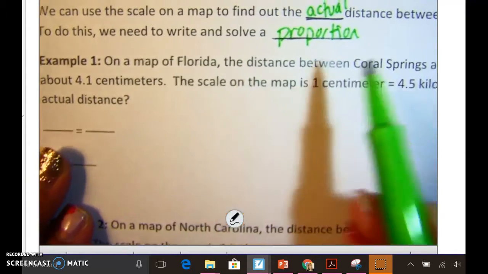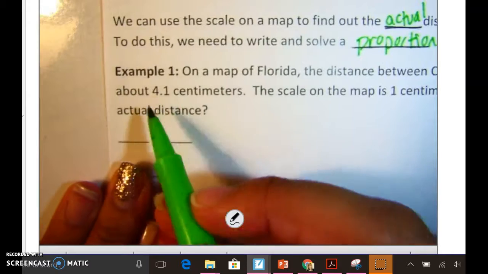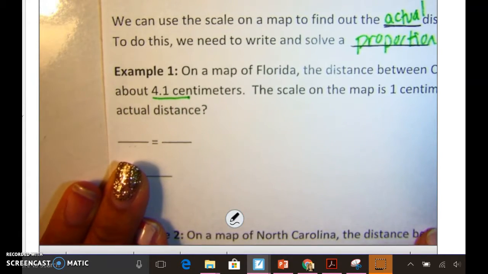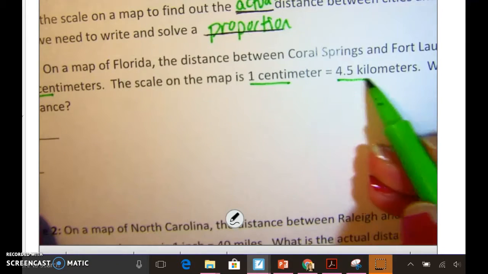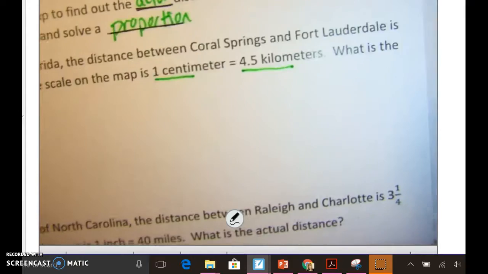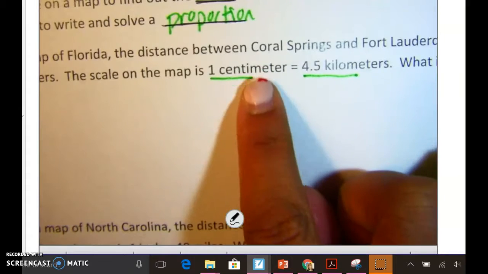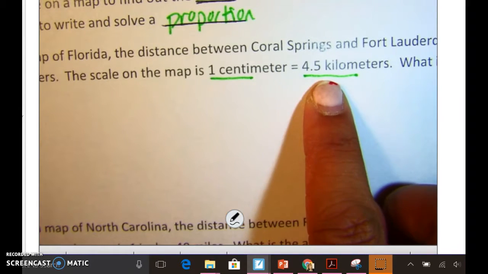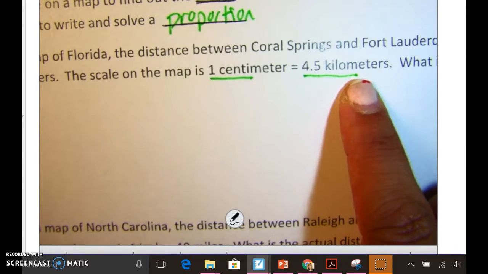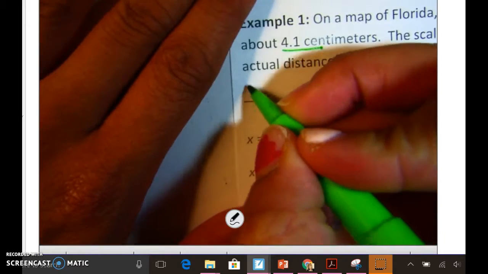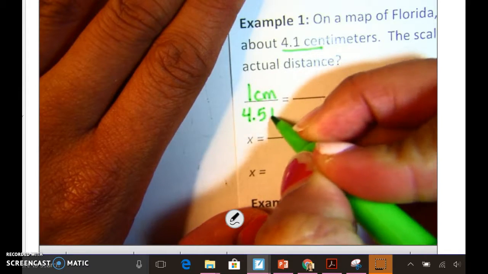On a map of Florida, the distance between Coral Springs and Fort Lauderdale is about 4.1 centimeters. The scale on the map is 1 centimeter equals 4.5 kilometers. What is the actual distance? You first need to set up the ratio of the map. Every 1 centimeter on the map is 4.5 kilometers in real life. So I'm going to write 1 centimeter is to 4.5 kilometers.